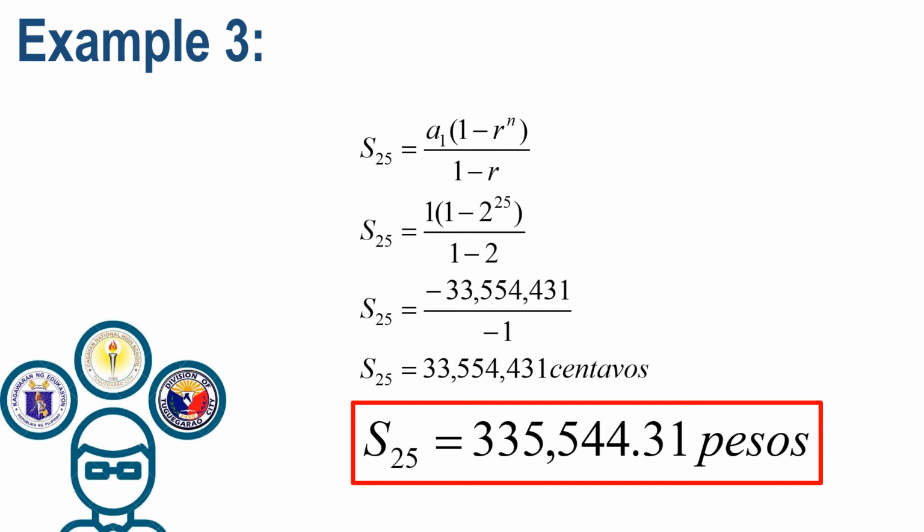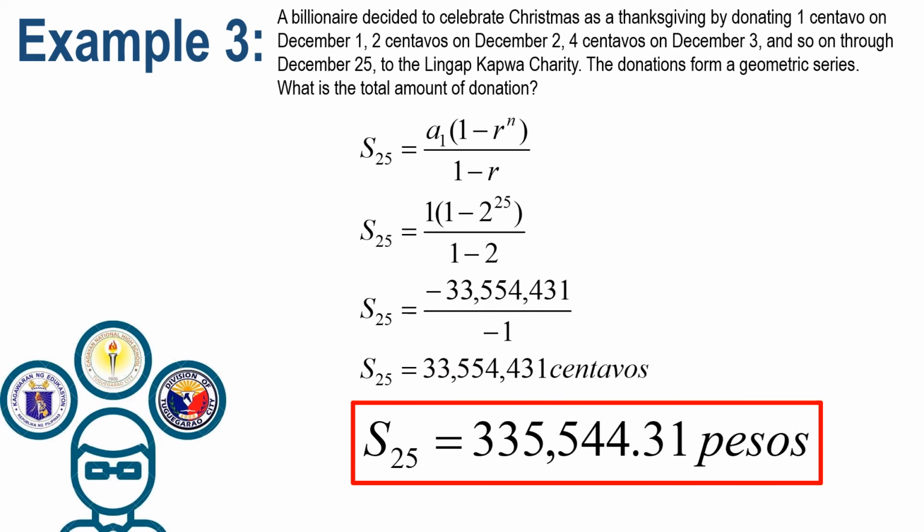So, replacing the given in our formula, we have S sub 25 is equal to 1 times (1 minus 2 raised to 25) over (1 minus 2). 1 minus 2 raised to 25 will give us negative 33,554,431 divided by negative 1. That gives me 33,554,431 centavos, which is the total donations.